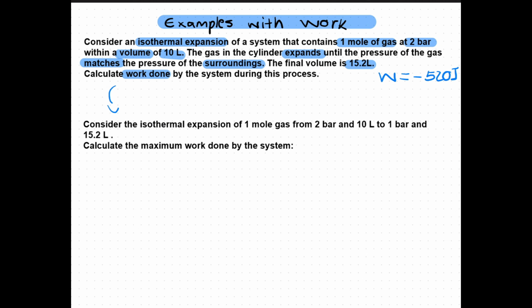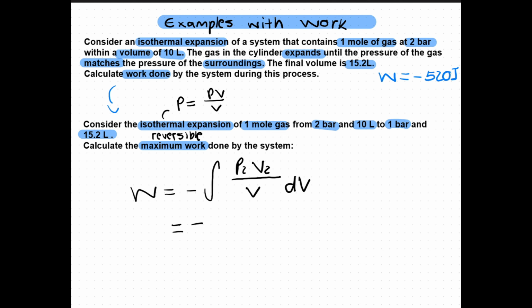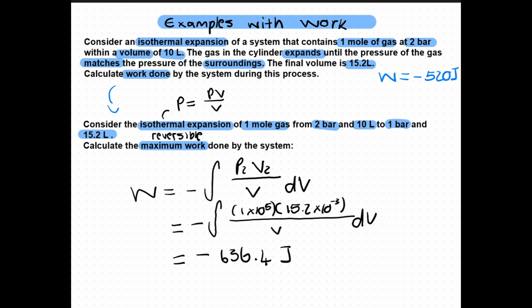Now, let's rephrase the question. Consider the isothermal expansion of 1 mole gas from 2 bar and 10 liters to 1 bar and 15.2 liters. Calculate the maximum work done by the system. Since they ask for the maximum work, we know that it is a reversible process and we can use the reversible formula. And since this is an isothermal process, we can replace the pressure with nRT over V. So we plug in our values and get an answer of minus 636.4 joules.